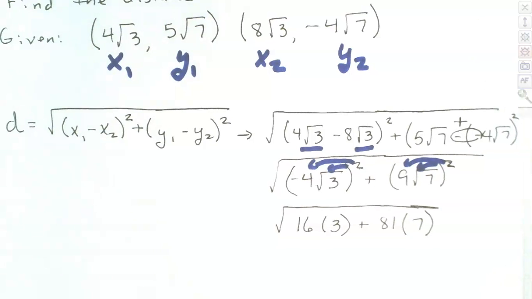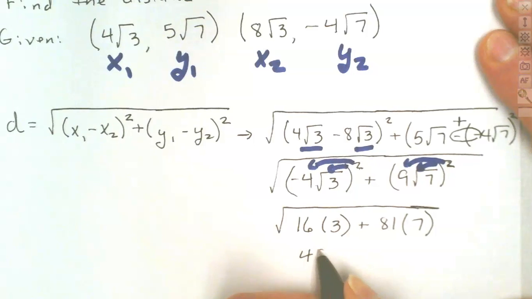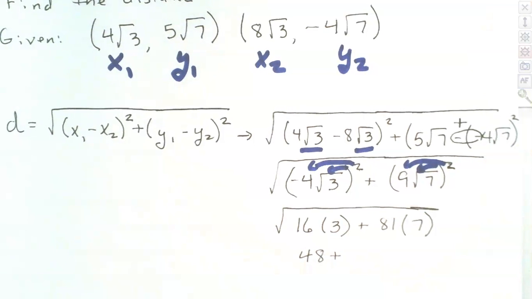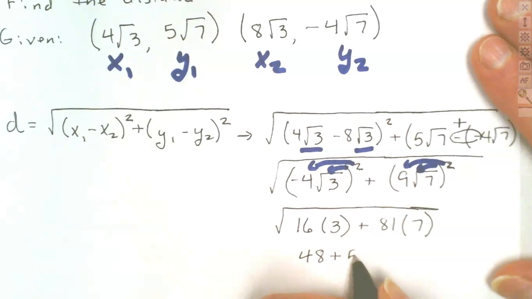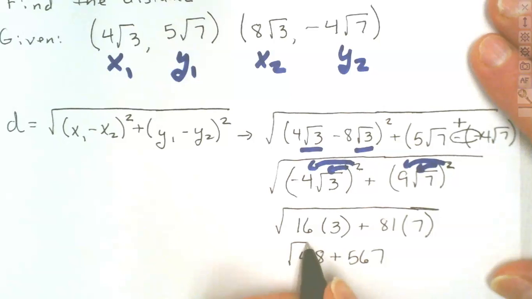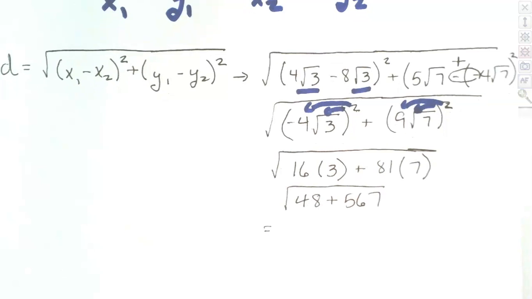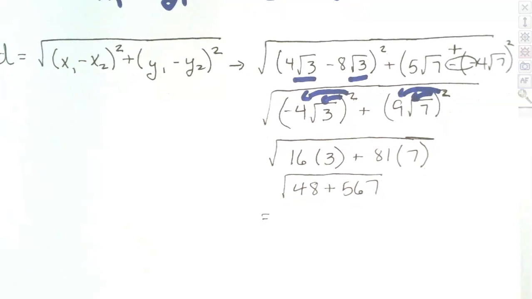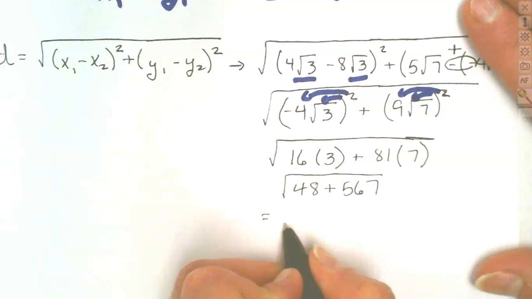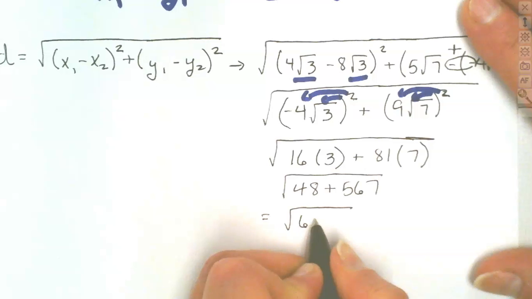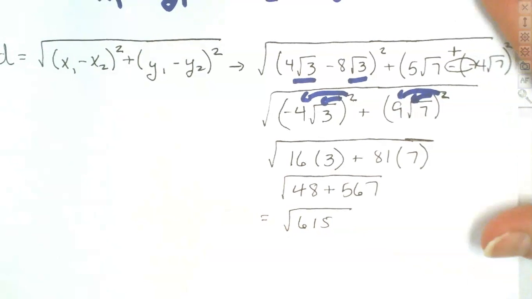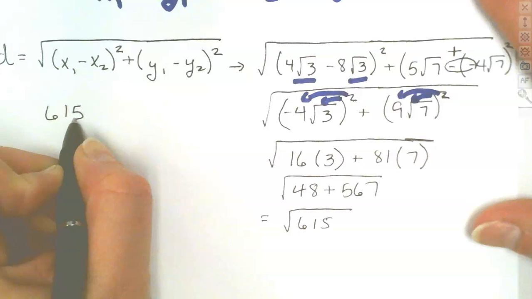Now we can clean this up. So now we've got 16 times 3. That makes that a 48. And 81 times 7. That makes it a 567. And we'll go ahead now, add those together, and then we'll see if we can break down this square root. So we can combine them together. We get a 615. So 615 might break down.